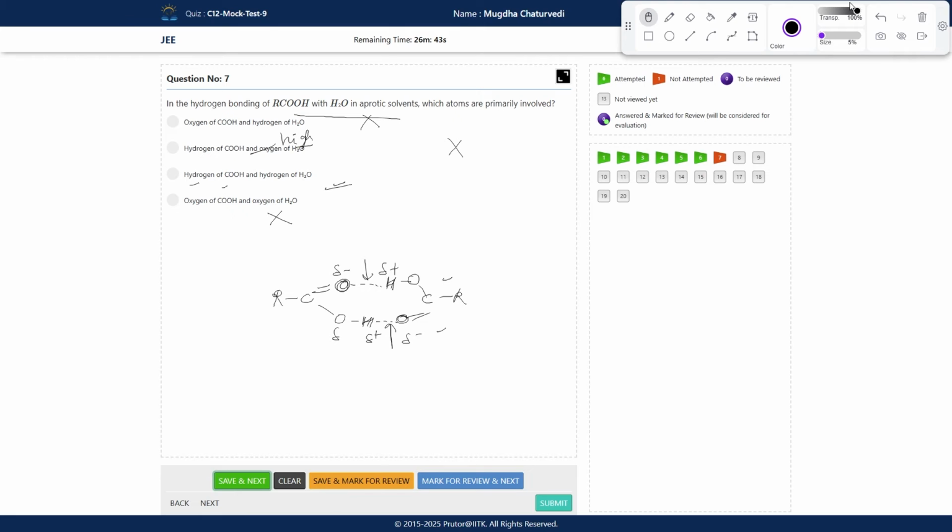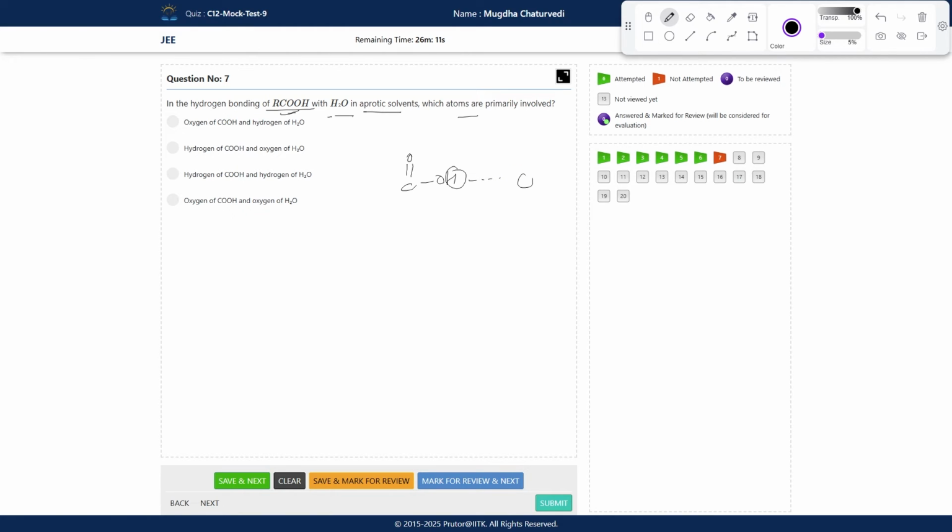Now let us see the next one. It is asking, in hydrogen bonding of RCOOH, which is a carboxylic acid, with H2O in protic solvents, which atoms are primarily involved? In the case of hydrogen bonding with H2O, the acidic hydrogen from this COOH forms a hydrogen bond with the oxygen atom of H2O molecules, especially where such interactions are prominent.